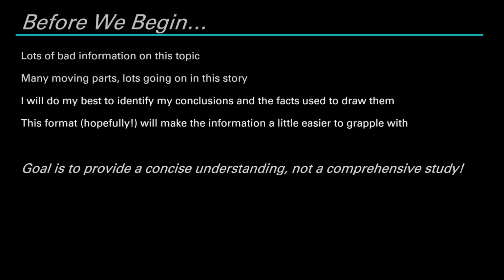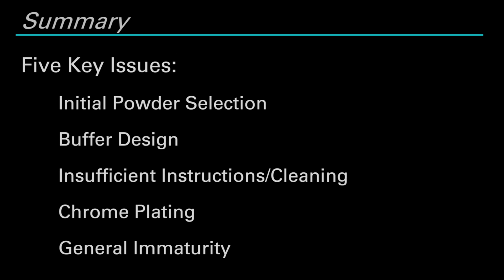With that said, we are ready to jump into the presentation itself, and in this presentation we will cover 5 key issues. These issues, in the order we will cover them, will be the initial powder selection, the buffer design, insufficient instructions/cleaning, chrome plating, and general immaturity. Between these 5 key issues, you will find the root of most of the rifle's problems. By the time these 5 items are addressed, the rifle finds itself as one of the most reliable military firearms that has ever been fielded.